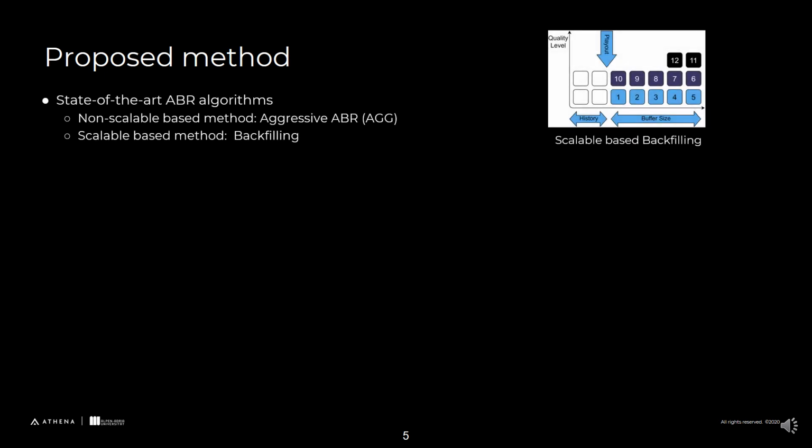Before going to the proposed method, I will briefly introduce some ABR algorithms which will be used in our paper. The first one is an aggressive ABR denoted by IgG. It aggressively selects the maximum bitrate that is lower than the estimated throughput for the next segment. The second one is a scalable-based method called backfilling. It is illustrated in the top figure.